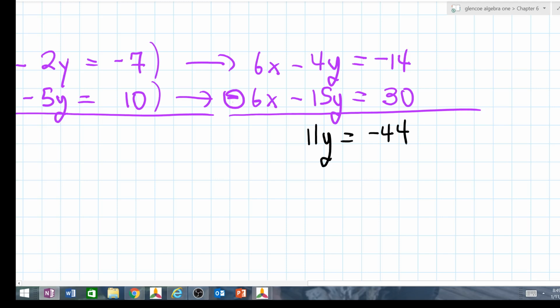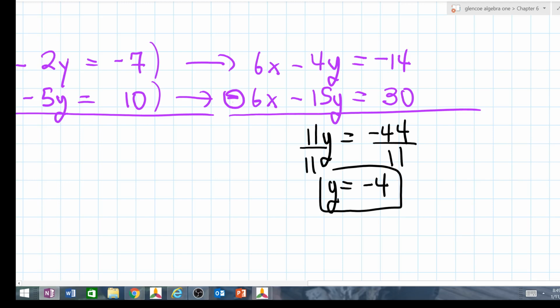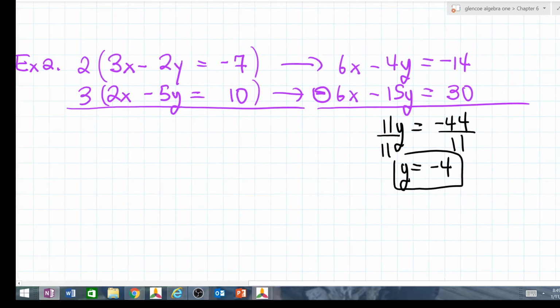Now what's the next step? What do I do to each side? There's a lot of math here. There's a lot of places where you can make a really, really careless error. And I encourage you to use your calculators. y equals negative 4. Now we want to find x. So go back to one of the original equations to find x.